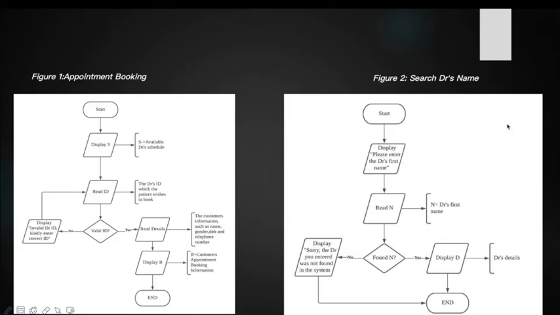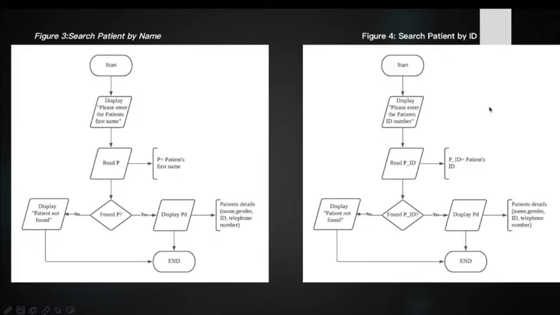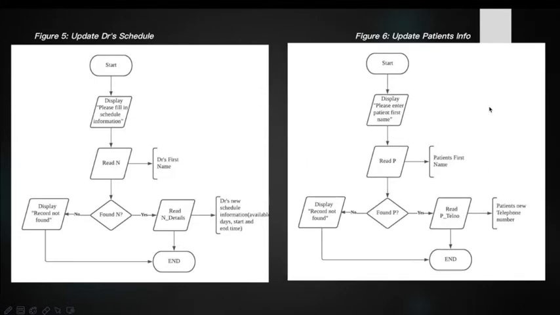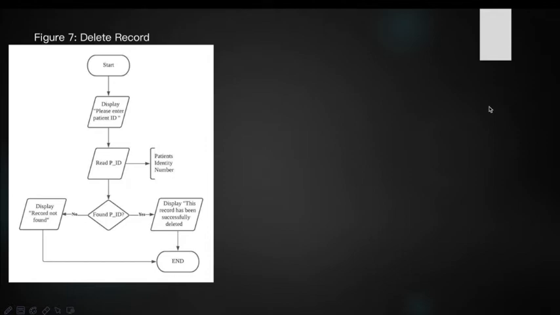The second figure shows the algorithm of the search by doctor's name. The third figure shows the algorithm of the search by patient's name, and the fourth figure shows the algorithm of the search by patient's ID. They all involve the decision symbol because there's a decision of whether the patient name or patient ID is found, and then there's a particular display. If it's not found, then the system displays that the patient's record was not found. This is the algorithm of the update doctor schedule and the update patient's information. And this is the algorithm of the delete record.